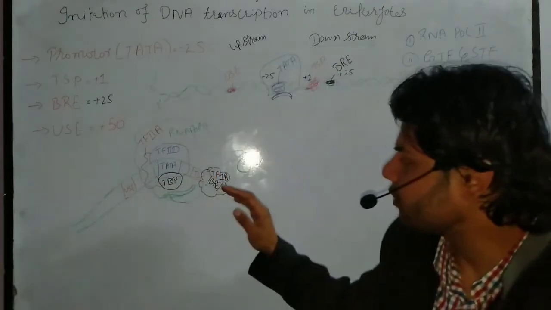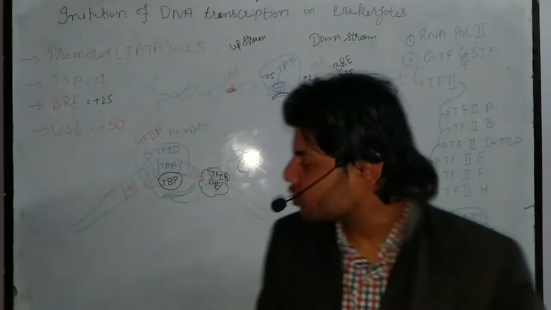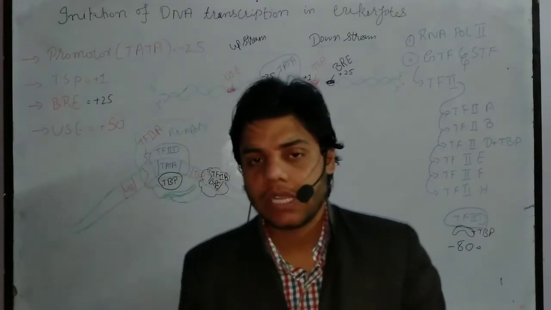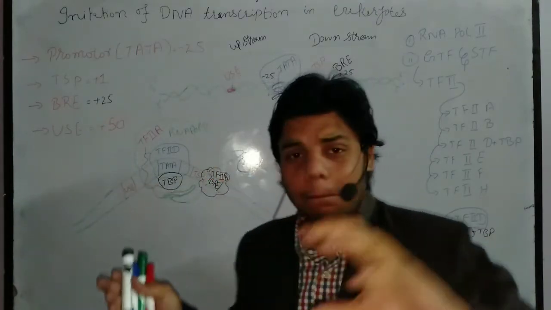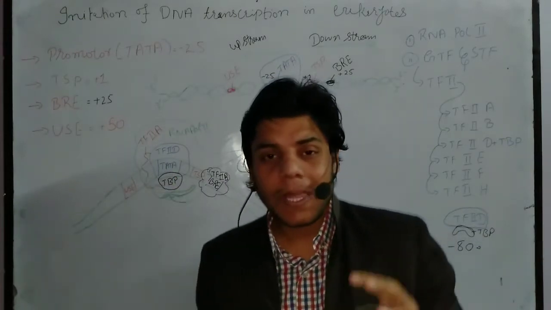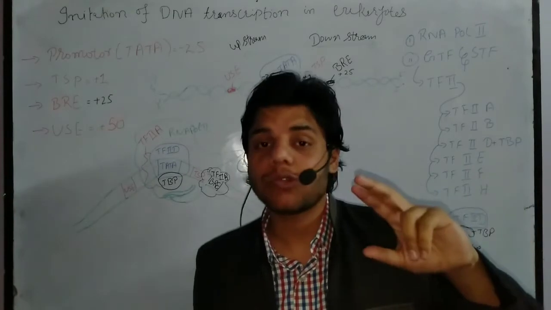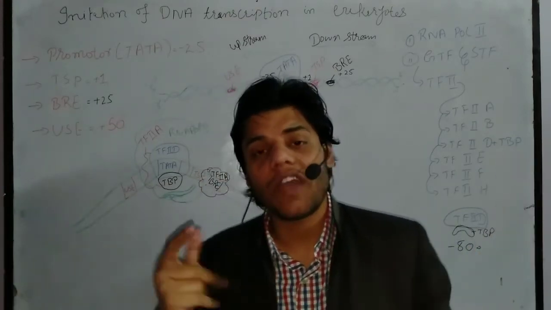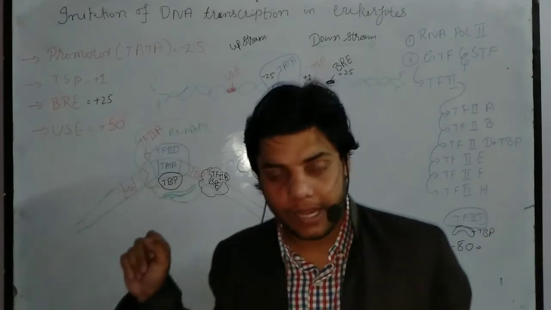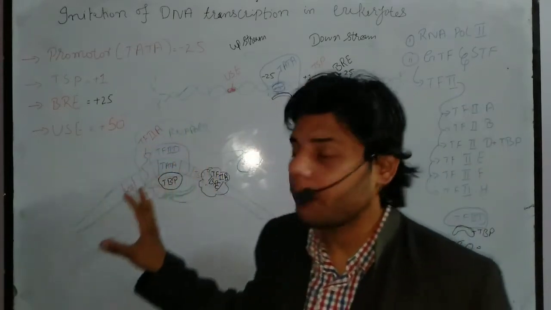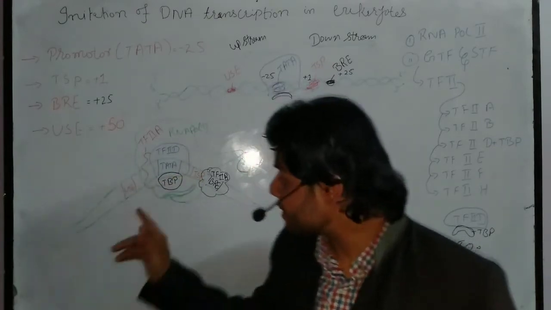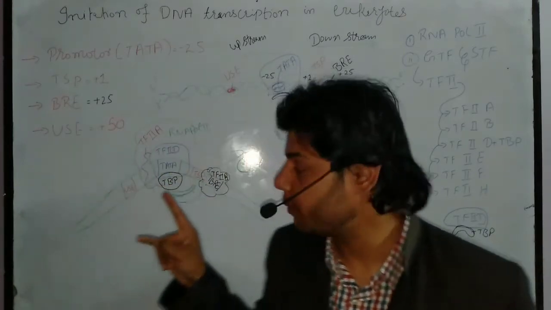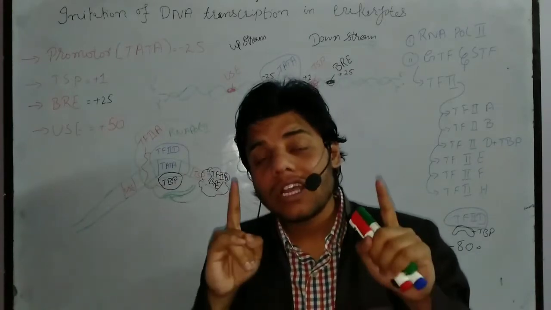Once RNA polymerase 2 binds here, it still will not tightly recognize this TATA box region or this complex completely. Then for the proper binding to this promoter region, it will recruit another factor, which we call a specialized transcriptional factor. The specialized transcriptional factor will come and bind to that area, and it will recognize this RNA polymerase and signal to it that it is the right place, so you must bind here and you are ready to start the initiation of DNA transcription.